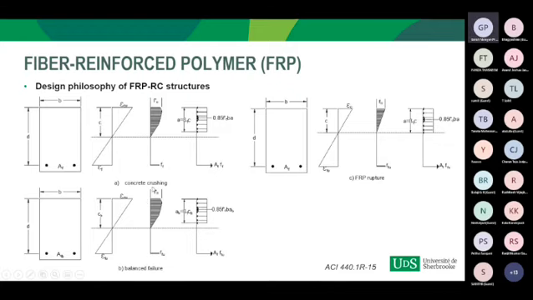Before moving on, we need to understand how the design of fiber reinforced polymer reinforced concrete structures is different from steel reinforced structures. There are three different design philosophies, as you know: the over reinforced section, the balanced section, and the under reinforced section. Generally, in the over reinforced section the concrete is governing, and in the under reinforced section the steel is governing. In the case of steel reinforced concrete structures, they generally follow the under reinforced section, where the failure occurs due to steel yielding.